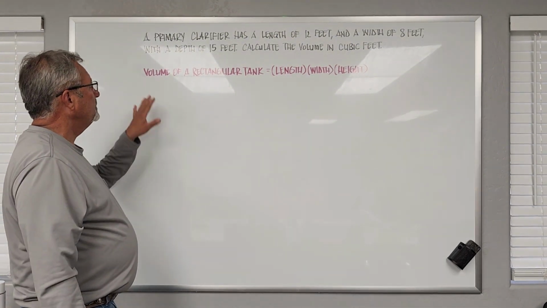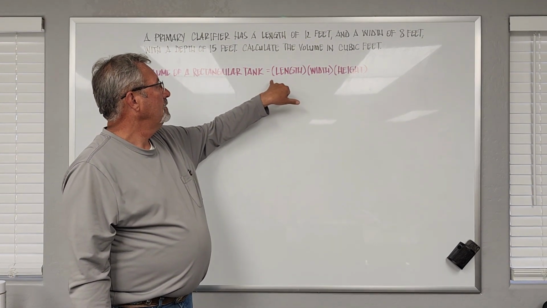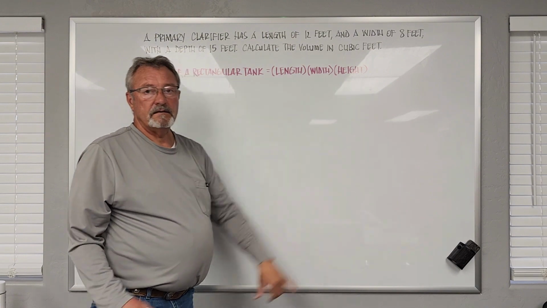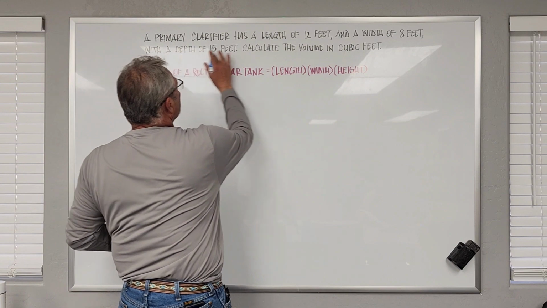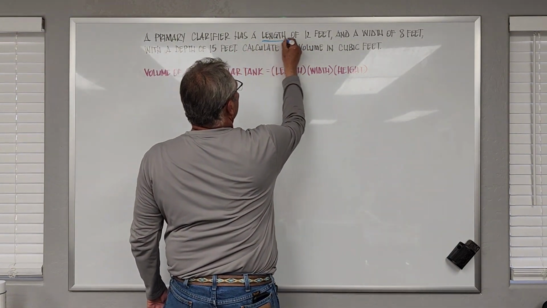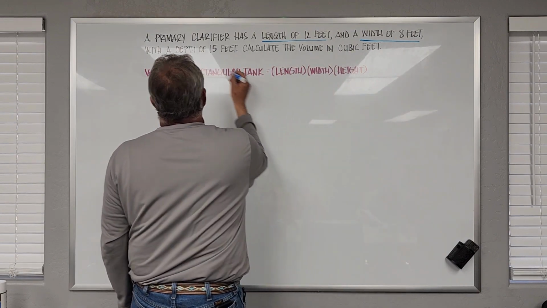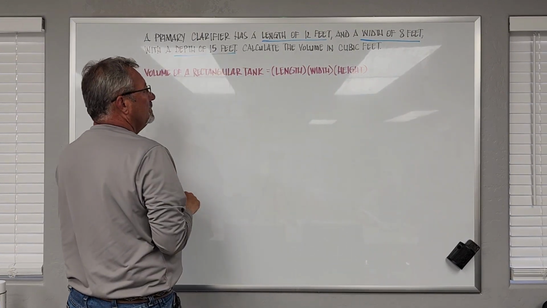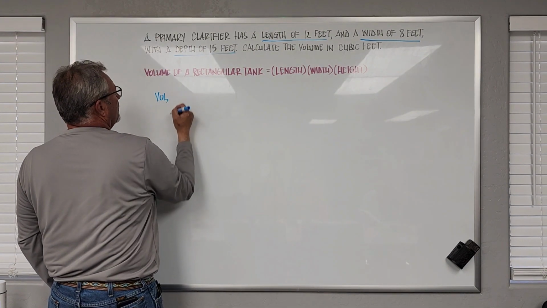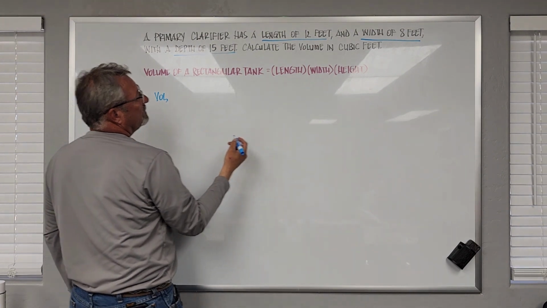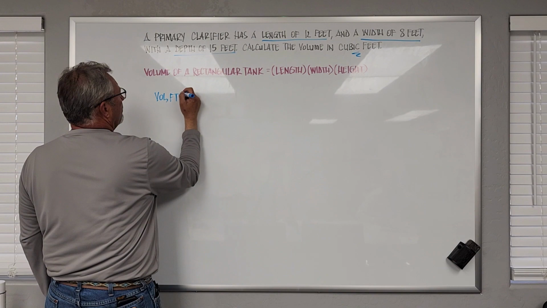The ABC math formula sheet is going to have it in alphabetical order. Volume of a rectangular tank equals length times width times height. So I'm going to rewrite that formula using those parameters. We have a length of 12 feet, width of 8 feet, and a depth of 15 feet. So I want volume, and it's going to be in cubic feet. I'm looking for cubic feet, which is feet cubed.